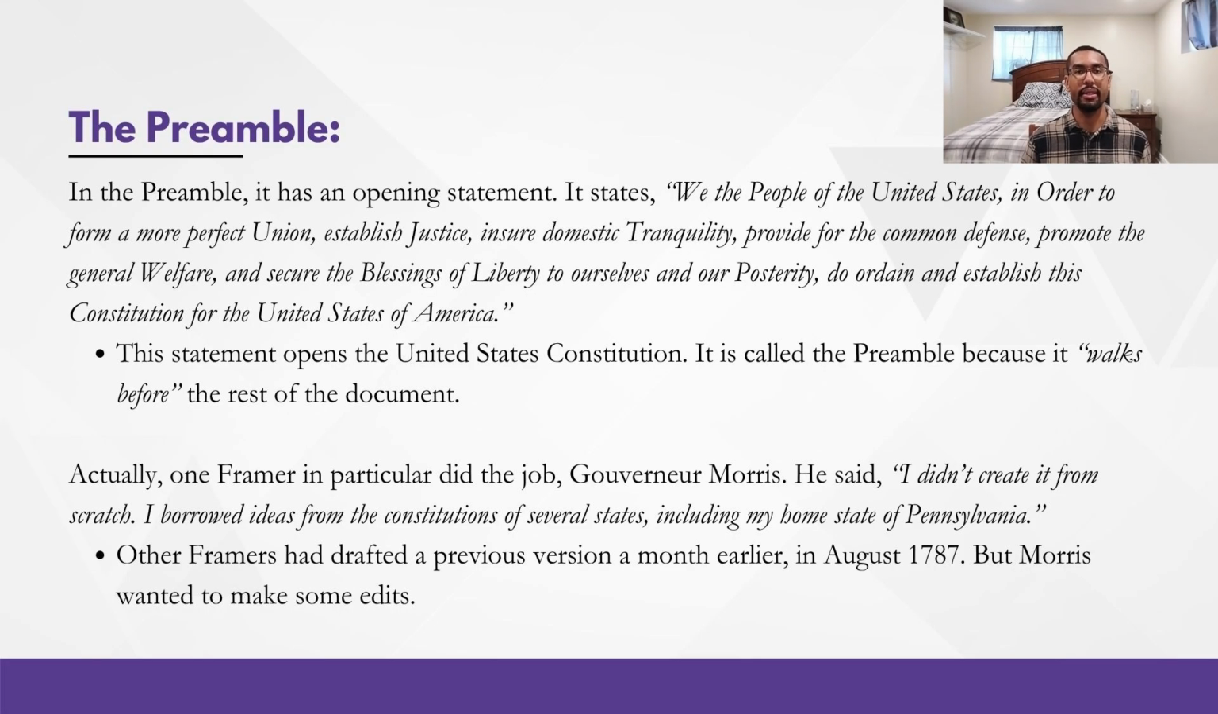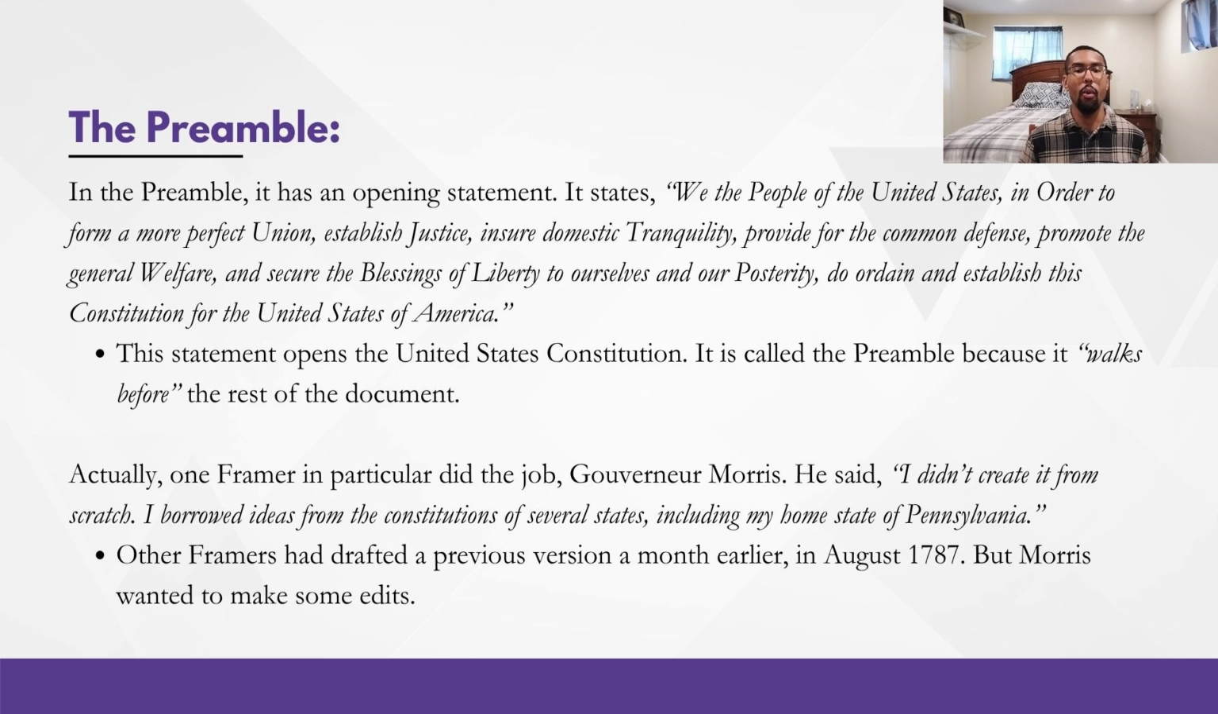As we can see, it was incredibly difficult for the United States to operate under the Articles of Confederation, and the framers knew they needed to create a new government system that would centralize their operations. Without that centralization, there would be no United States. One of the things the framers started working on was the preamble. Let's go through this. In the preamble, it has an opening statement.